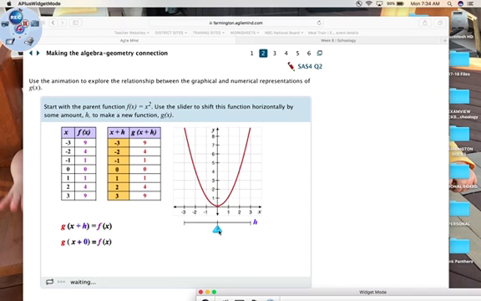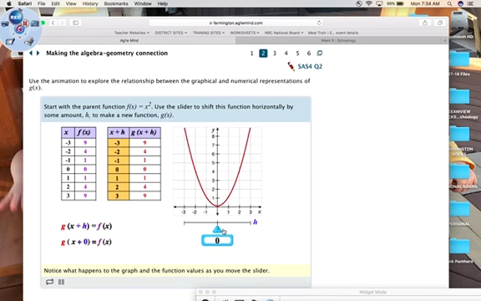So if I move it, let's just move it 2 to the right. Notice the values. It didn't shift the y values, it only moved these right here. So negative 1, 0, 1, 2, 3, 4, 5. Notice it says g of x is f of x plus 2. So you're taking the original function and you're just adding 2 to the x value.